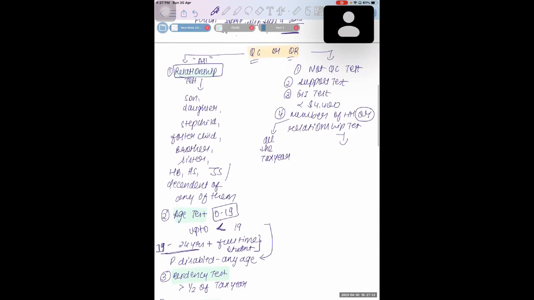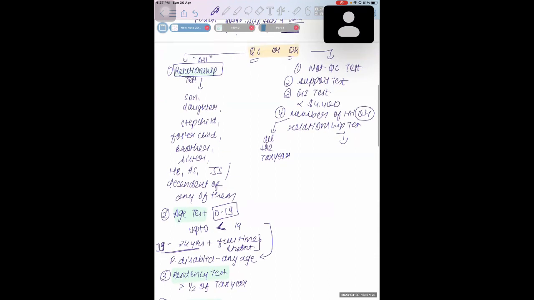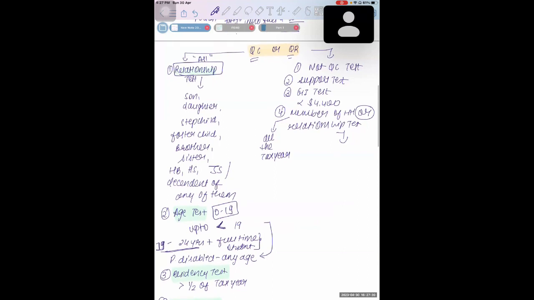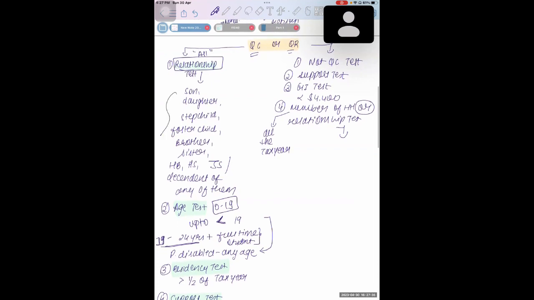Okay, first is the relationship test. He or she needs to be in your relation, like he or she should be your son, daughter, child, or your brother, sister are also fine. Half brother, half sister are also fine.